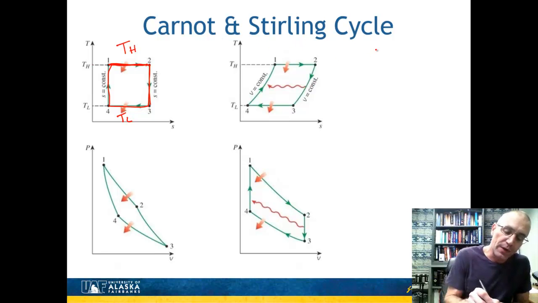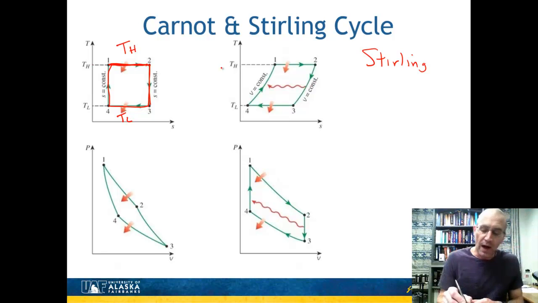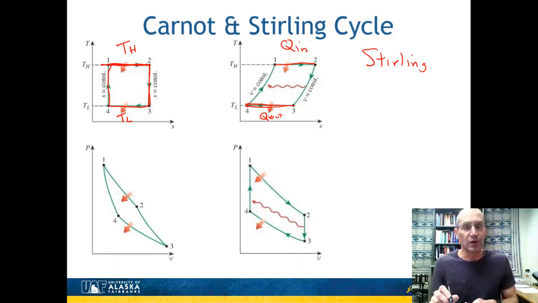So this cycle over here is the Stirling cycle. I have it shown as a TS diagram and a PV diagram. Let's look at the TS diagram first. We see this 1 to 2 where we have heat transfer, energy going in at a constant temperature. It's very similar to 1 to 2 in the Carnot cycle. And then we have the energy going out. This is Q out, again at a constant temperature TL, which is very similar to the Carnot cycle.